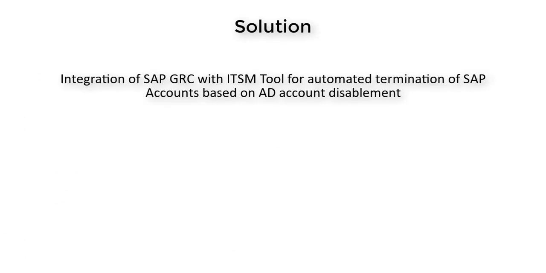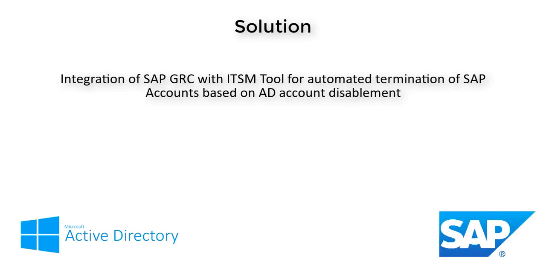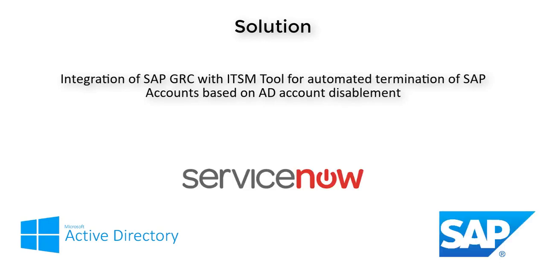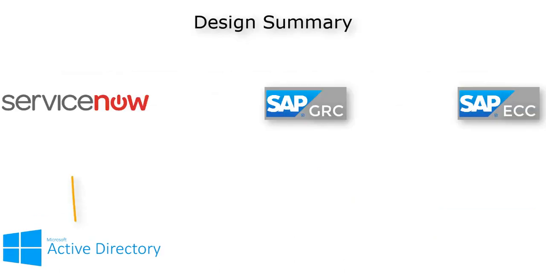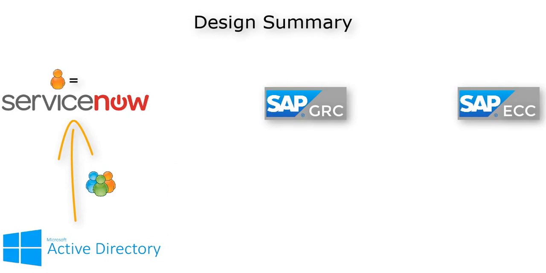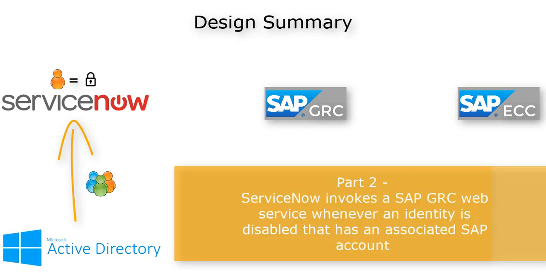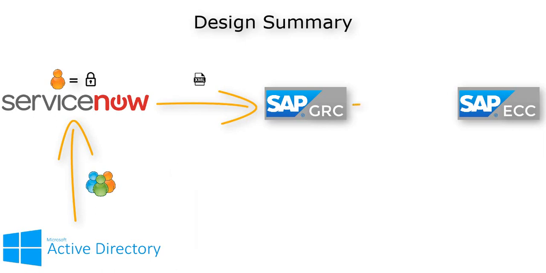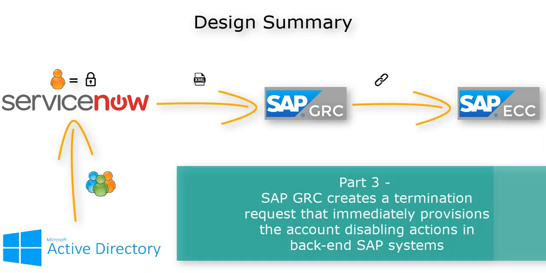The solution: automate the SAP account termination process based on AD account disablement through the integration of SAP GRC and the ITSM tool ServiceNow. The ServiceNow user store and attributes are periodically synchronised from Active Directory every hour. ServiceNow recognises that an existing account has been disabled and invokes a web service call to SAP GRC. A termination request is initiated by SAP GRC, which automatically performs SAP account disablement in associated back-end SAP systems.